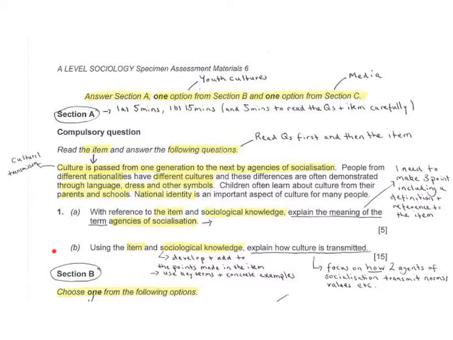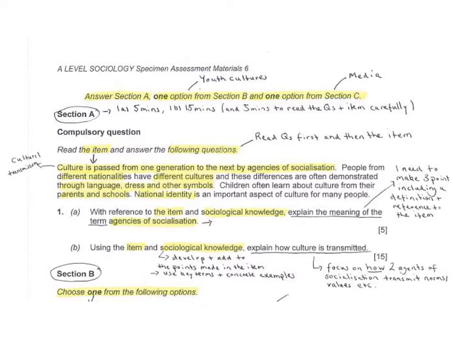And then if I was looking at this 15-mark question, again I would be thinking that I must use the item because that's an explicit instruction in the question always, but also I've got to use my sociological knowledge. So I can't just treat this as a comprehension exercise. I can't just copy stuff verbatim from the item. I've got to develop that material and add to the points made in the item using my own knowledge. And I've got to use this as an opportunity to show off my knowledge of key terms and then concrete examples that show that I understand the key concepts that I'm going to use.